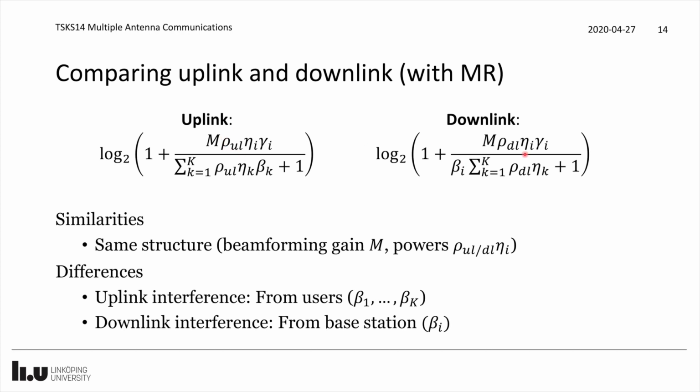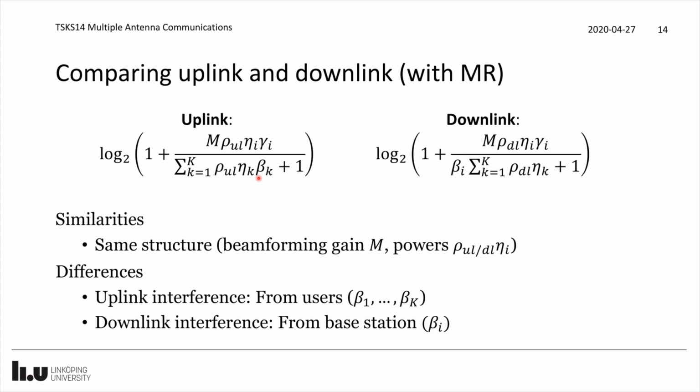We have a similar structure also in the denominator. So we have a noise variance 1, and we have a summation over the interference from all of the different users. And we have rho downlink eta k as the transmit power for user k in the downlink, and rho uplink eta k for the transmit power of the user in the uplink. But one key difference here is that in the uplink, in each of the terms we have a different beta k. So the interference from user k goes through the channel from that user to the base station. Therefore the large-scale fading coefficient of user k is showing up here.